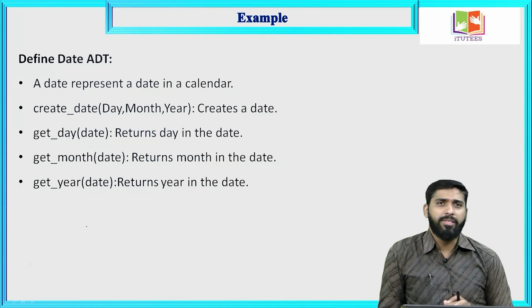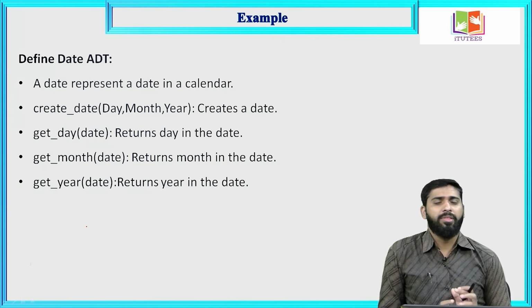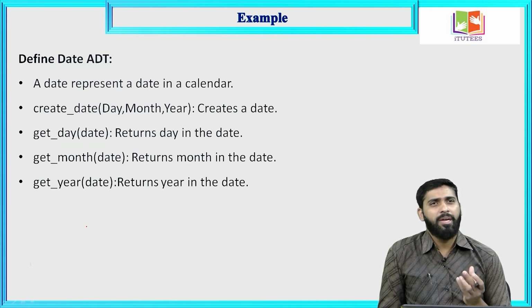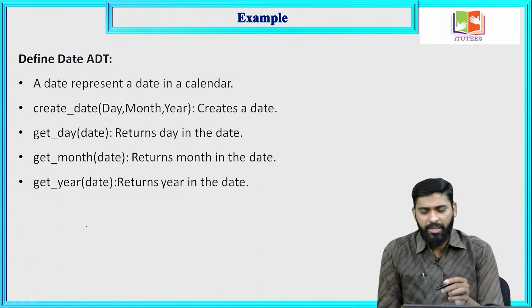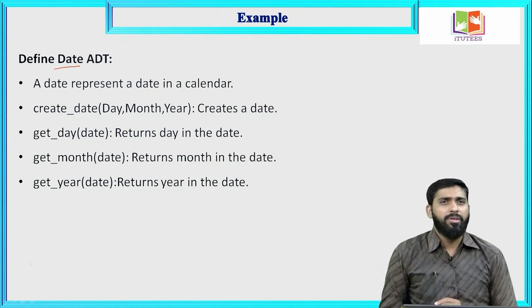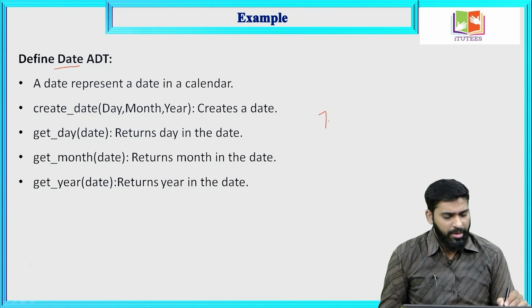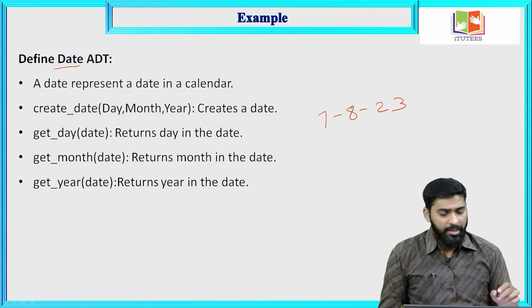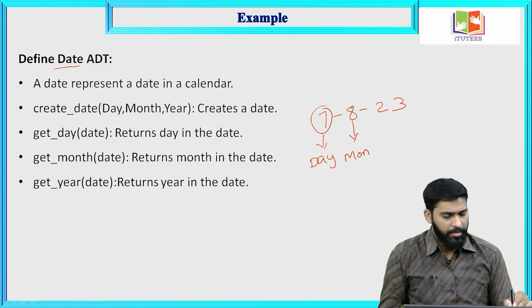So now we discuss abstract data types with the help of one example. In this example, we are going to define a date abstract data type. That means we are going to define one abstract data type whose name is date. For example, the date 7/8/23. In this, 7 represents the day, 8 represents the month, and 23 represents the year.